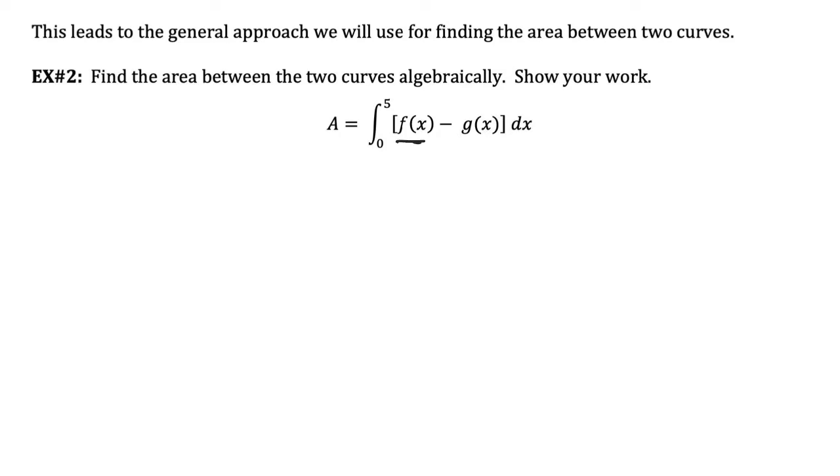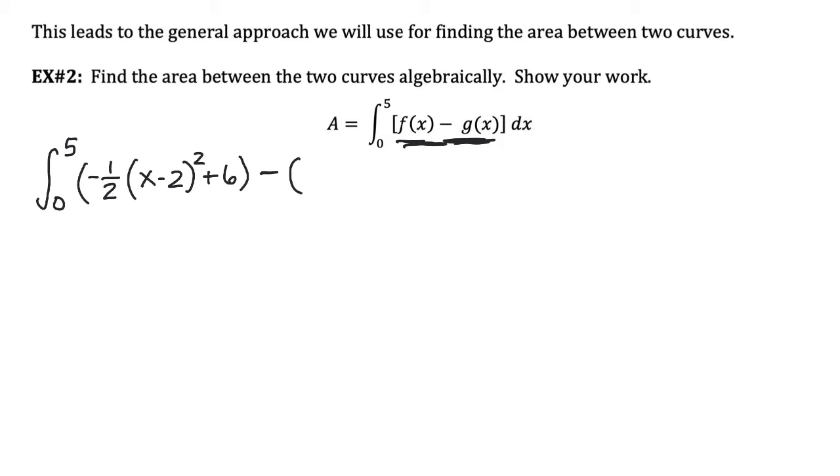You've got to subtract, and it's going to be the difference inside the integral. That's going to play a little bit different part here, and it's not going to give you the values you would think. So to set this up, you're going to say the integral from 0 to 5, and your function f of x, which was negative 1/2 times x minus 2 all squared plus 6. So there's your f of x, minus your g of x, which is 4 minus 1/2 x. And now your dx. There's the right way to set this up.